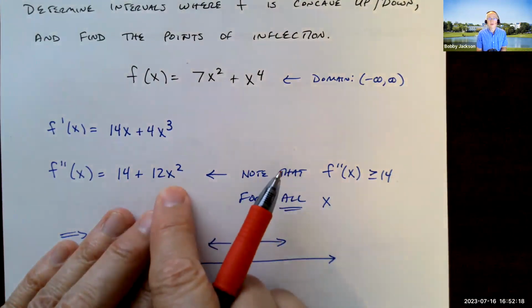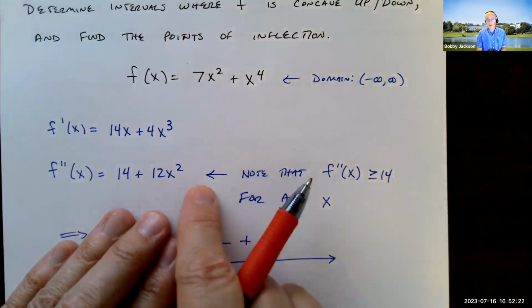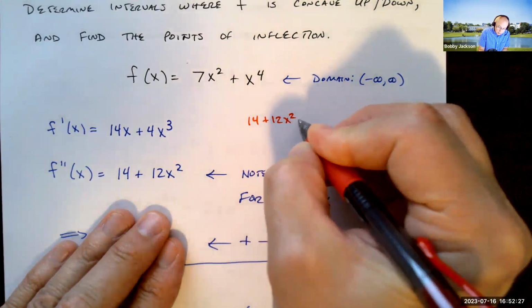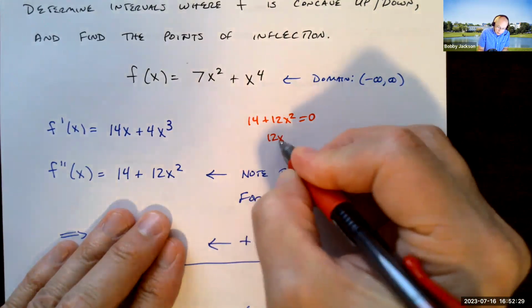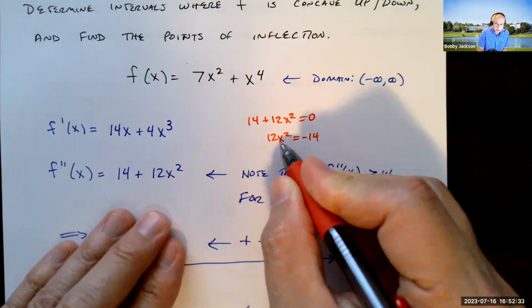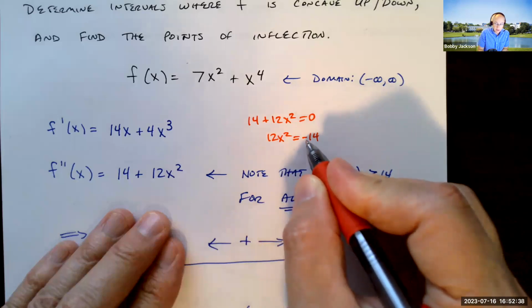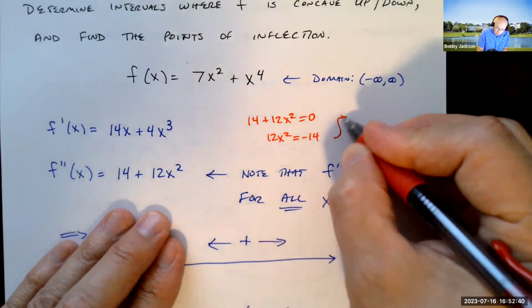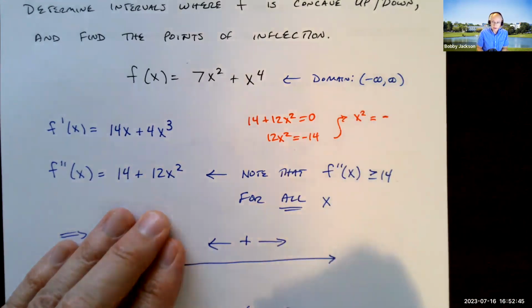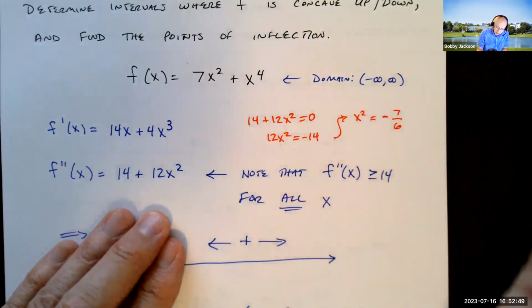If you try and solve this for 0, you would say 14 plus 12x squared is equal to 0. We'll just set that up. You'll have 12x squared is equal to negative 14. There's a problem already. If I'm squaring some number here and multiplying by 12, I'm not going to get negative 14. If I divide by 12, I get x squared is negative, right? Negative 14 divided by a positive 12 is negative 14 twelfths, which is the same as negative 7/6. Yeah, you can simplify it that way.